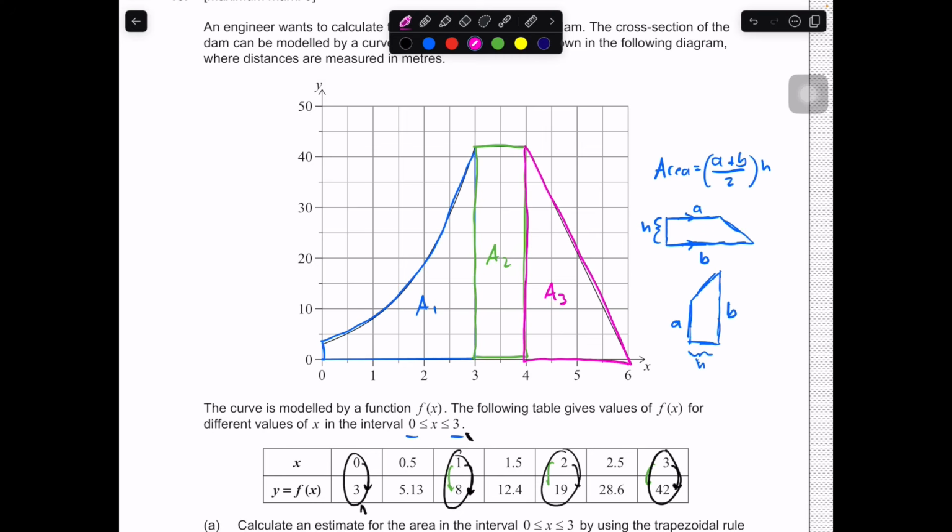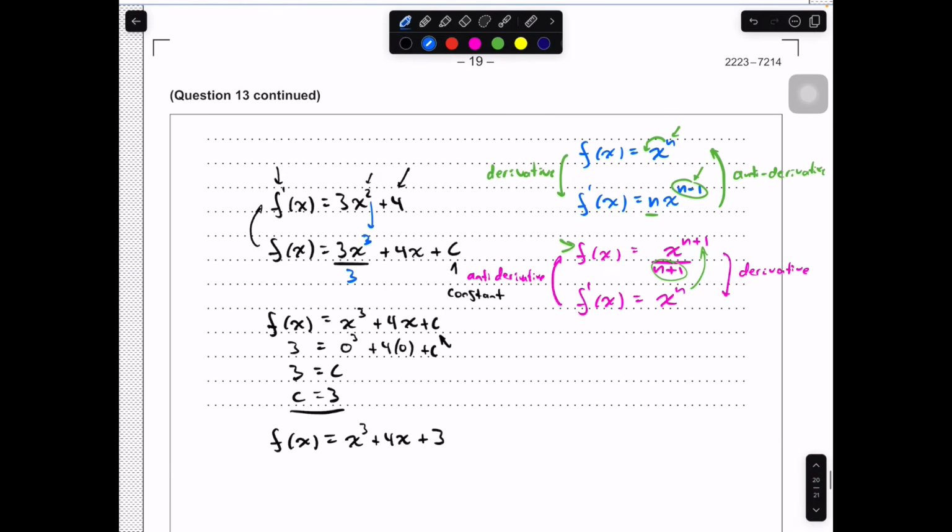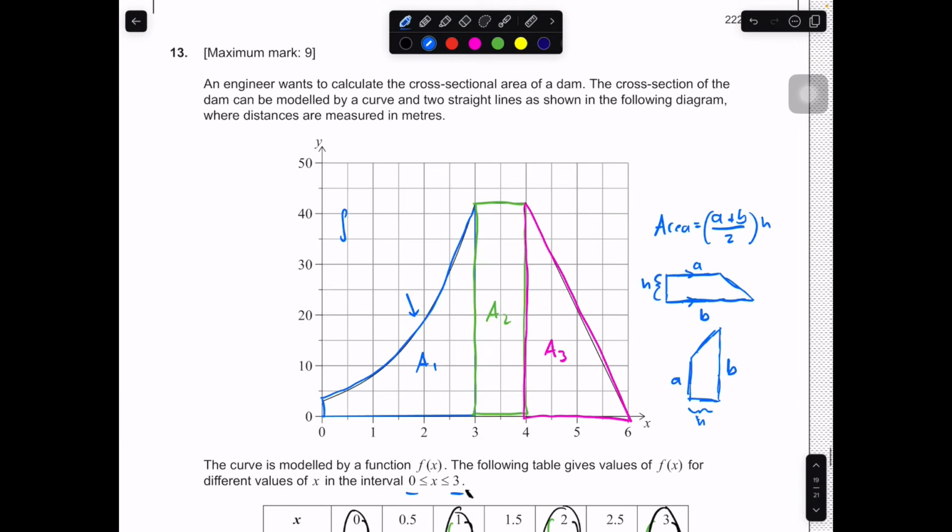For this part right here, we used the trapezoid rule, but we don't need to use the trapezoid rule right now because we have the actual function itself. So how do we find the area under the curve? If we have the function itself, we can just use our integral. So let's take the integral of our function, which was x cubed plus 4x plus 3, in terms of dx.